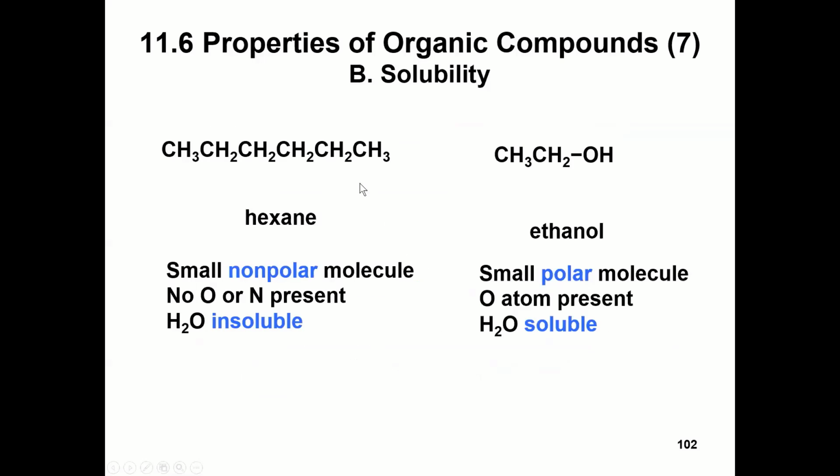Okay, so here's an example of solubility. Here's the condensed structure of hexane. It's a nonpolar molecule because it contains only carbon and hydrogen; it's a hydrocarbon, which are generally nonpolar. There are no oxygens or nitrogens, so it will not dissolve in water. And this is similar to octane, which is like gasoline. We know that gasoline and water will not dissolve. Now, ethanol, of course, is a small polar molecule with an oxygen that will dissolve in water.